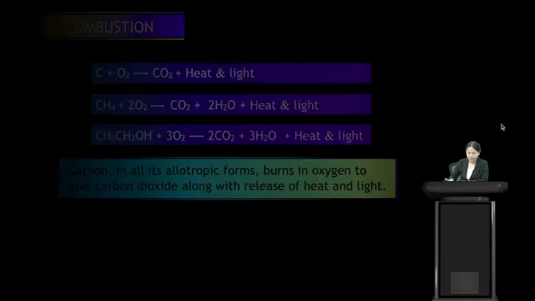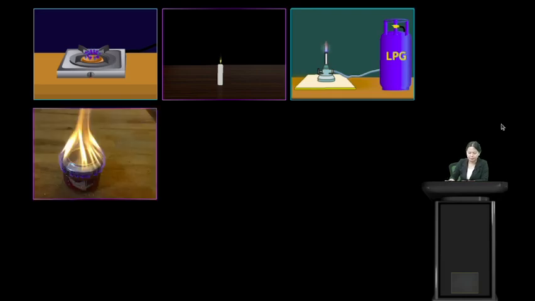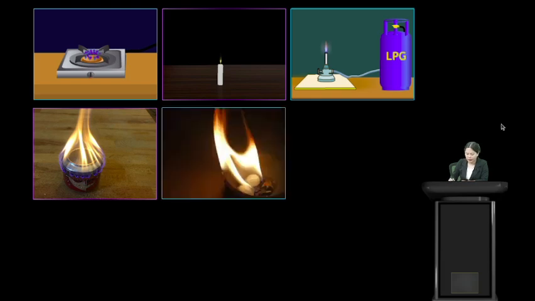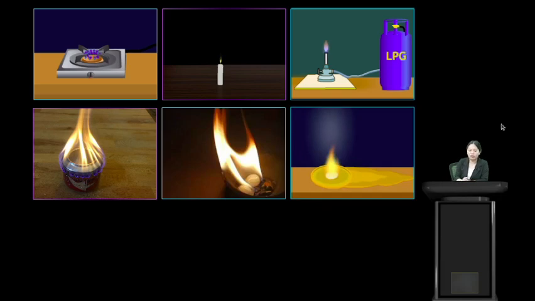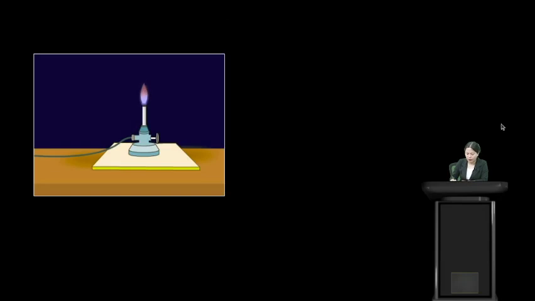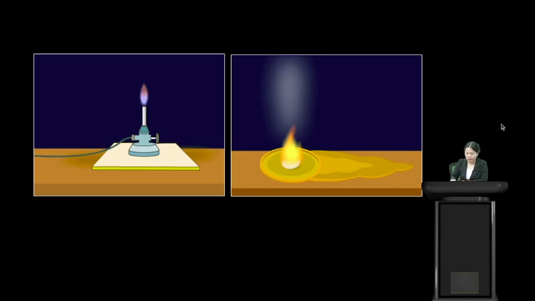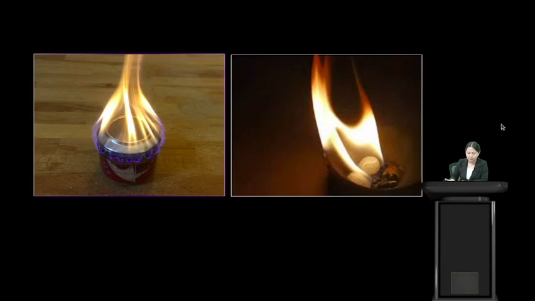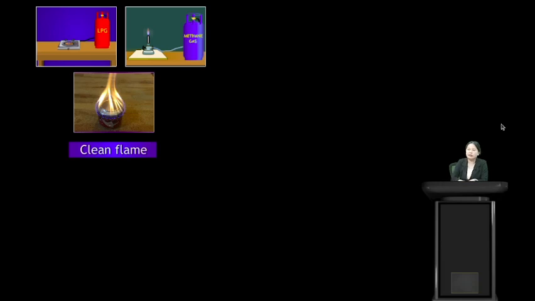Now students, let us see. We have here gas burning, we have candle burning, we have methane, LPG burning. Then we have ethanol burning in a spirit lamp. Then we have the naphthalene balls. We have camphor. So all these are also different carbon compounds. Okay, we see that all of these are burning. But when we observe carefully, we see that the color of the flames is different. So here we have gas burning. We have camphor burning. We have a spirit lamp. We have naphthalene balls. So here, LPG, methane gas, and alcohol, when they burn, will produce a clean flame. Okay, they will produce a clean flame.